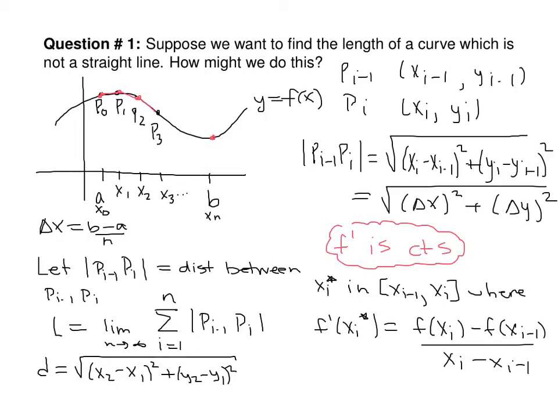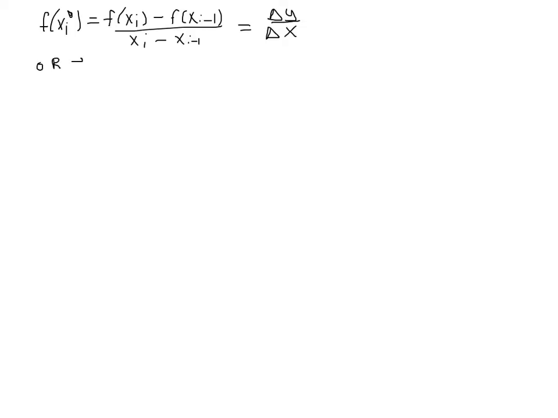The thing to notice here is the following. Since f prime of xi star was equal to (f of xi minus f of x(i-1)) over (xi minus x(i-1)), notice that the numerator is the difference in y's, the denominator is the difference in x's, so this tells you that this is equal to delta y over delta x. Or we have that delta y is equal to f prime of xi star times delta x.